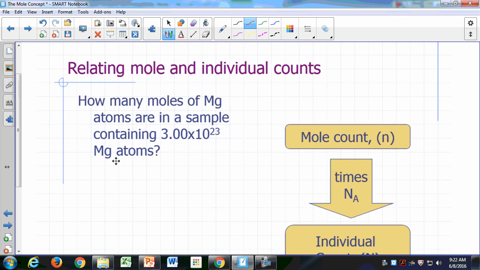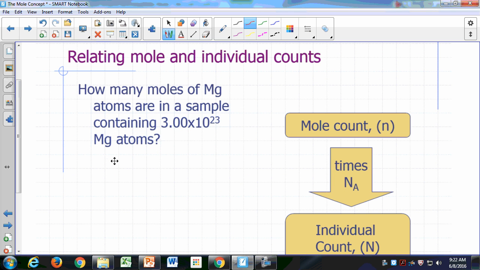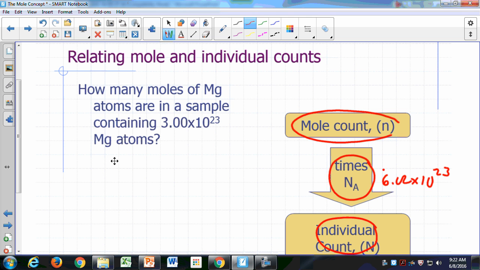Okay, so we've seen that if you know how many moles you have, you know the mole count. You multiply by how many items you have in one count. This is going to be Avogadro's number, 6.02 times 10 to the 23rd. Then you get the individual count. So number of moles multiplied by Avogadro's number would give you the actual count, big N.